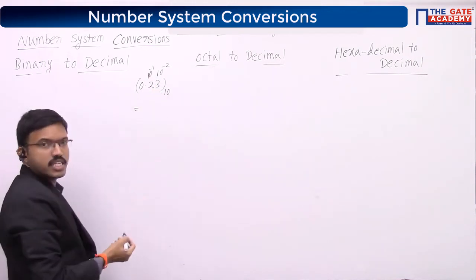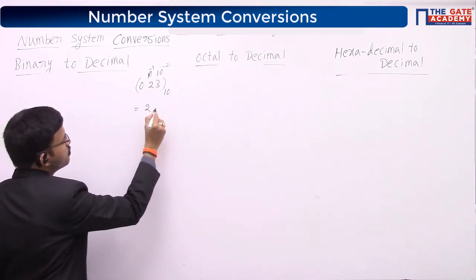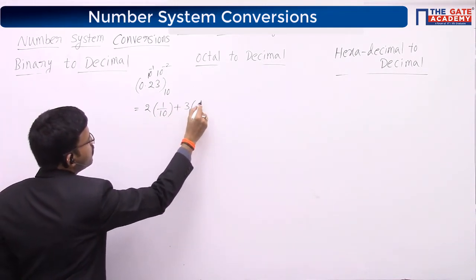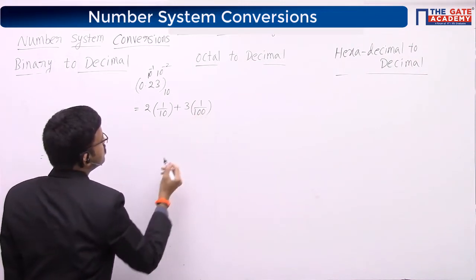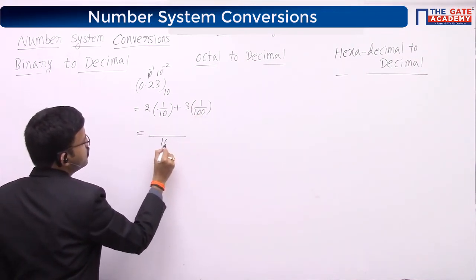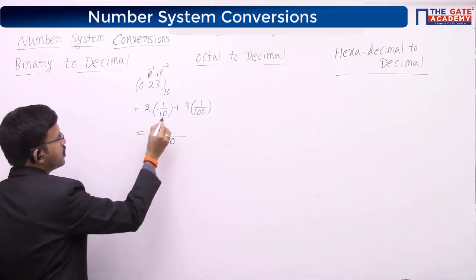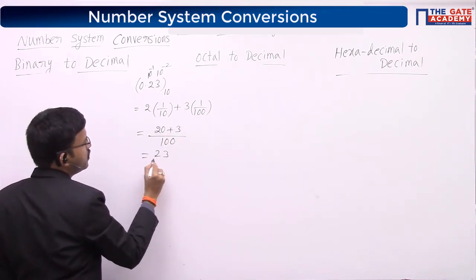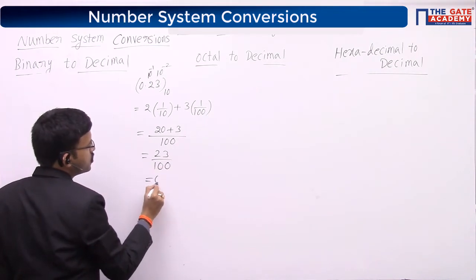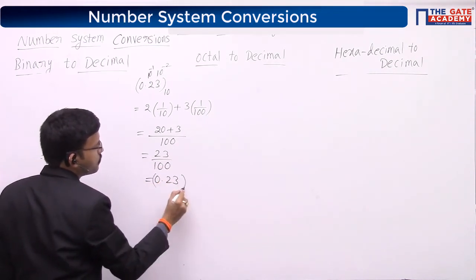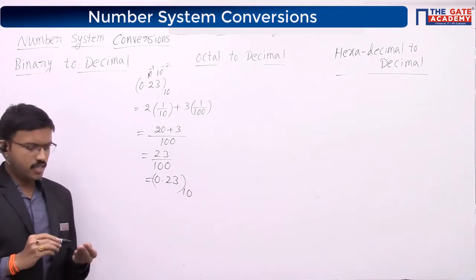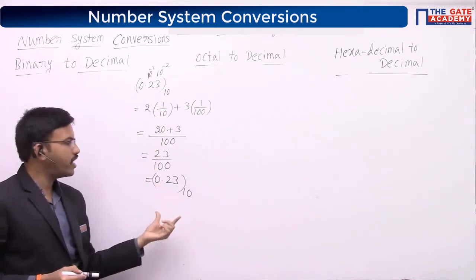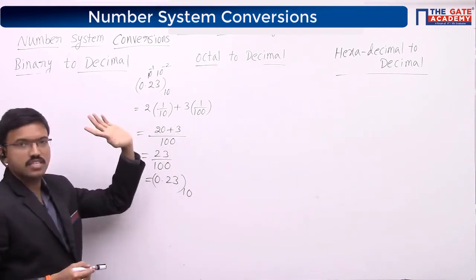So here what will happen? Multiply each digit with the respective position weight. 2 into 10 power minus 1, that is 1 by 10, plus 3 into 1 by 100. So LCM will be 100. Okay, 10 into 2 is 20 plus 3. So 23 by 100. So after doing simplification also you are getting the same thing, 0.23 base 10. This is for the decimal number. Decimal number I have considered. In order to get the equivalent value, the same thing I am getting. Because here base is 10.